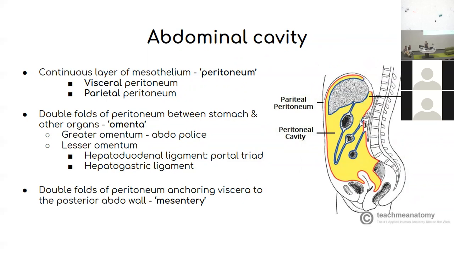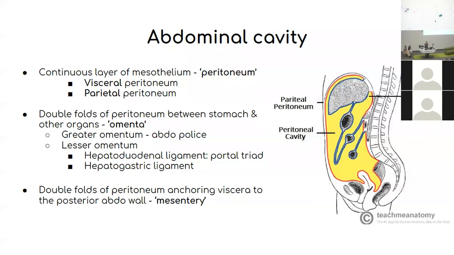And then we have double folds of this peritoneum, and we call it an omentum when it's passing between the stomach and another organ. So we have the lesser omentum between the stomach and the liver, and the greater omentum between the stomach and the transverse colon. The greater omentum forms this kind of big apron. It's important in surgery. You need to flip it out of the way to see what's going on underneath. And also it's kind of the police of the abdomen.